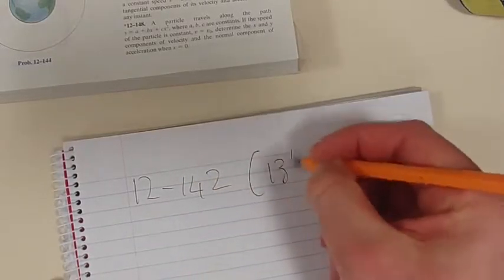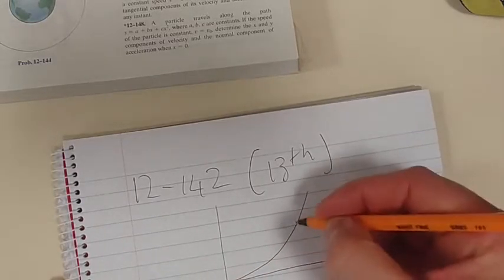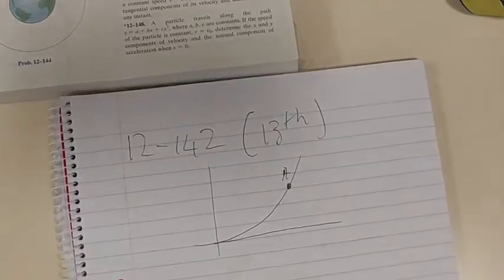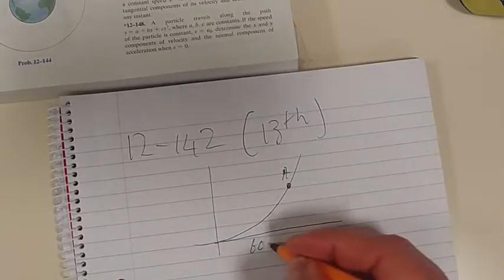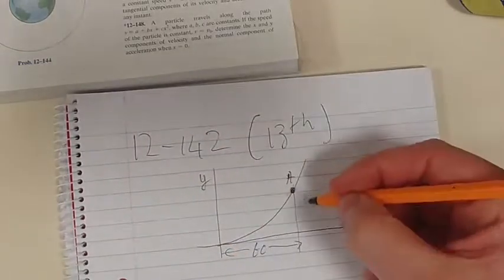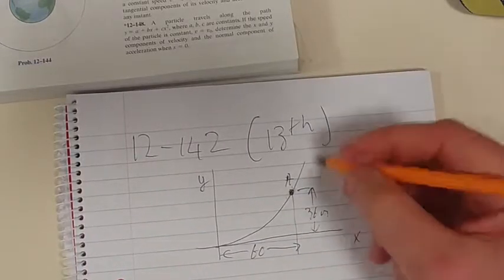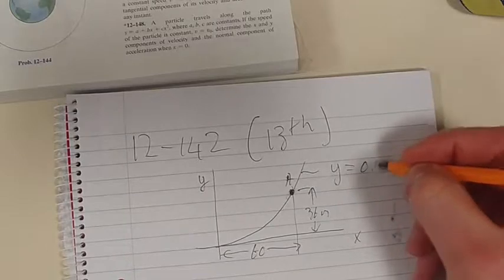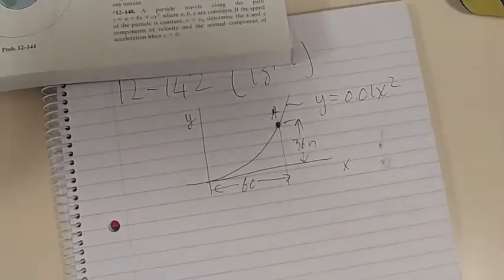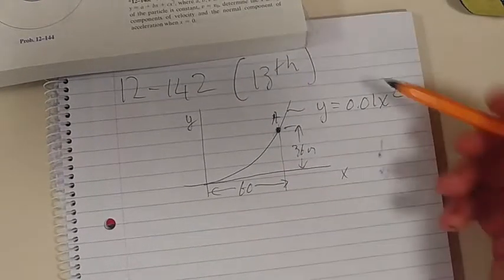So here's 12.142, in the 13th edition. We've got this curve here, and that's point A. We know 60 meters here, this is my X, that's the Y, and this will be 36 meters. The curve is given by y equals 0.01 x squared. The question is, we want the magnitude of the acceleration when it reaches point A.